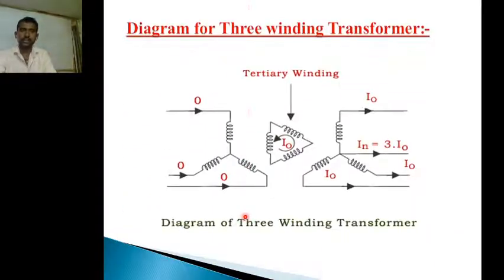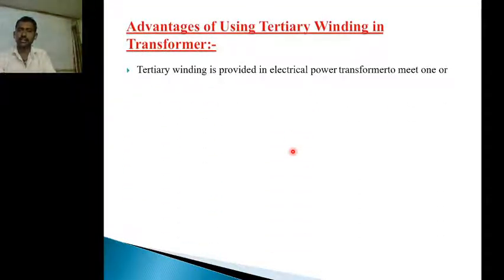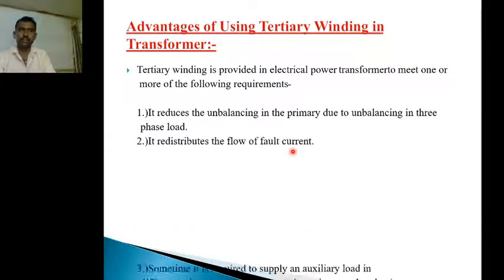This one. Here we have a star connection and here we have a star connection. Even though we provide the neutral ground, some third harmonics are present. In order to eliminate those third harmonics, we can go for another winding. That winding is nothing but the tertiary winding. Because of this tertiary winding, our transformer has some advantages. What are those advantages? The tertiary winding is provided in the electrical power transformer to meet one or more of the following requirements.